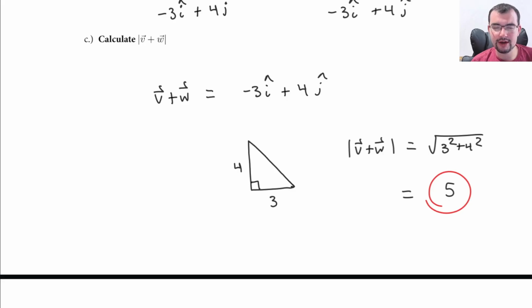Common mistake, well, I don't know how common it is. It's not 7. You can't do this. You can't distribute the magnitude. That doesn't work. So just be wary of that.